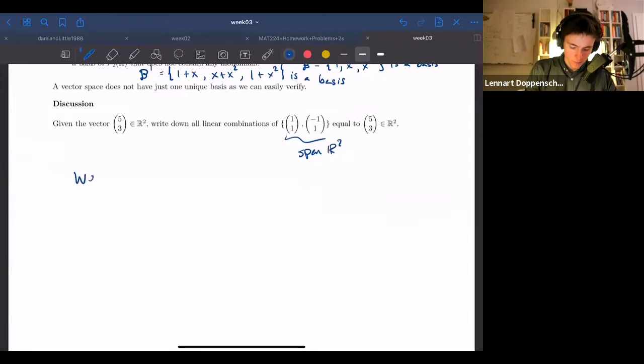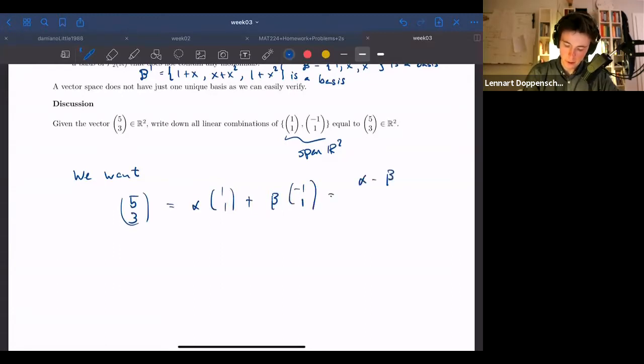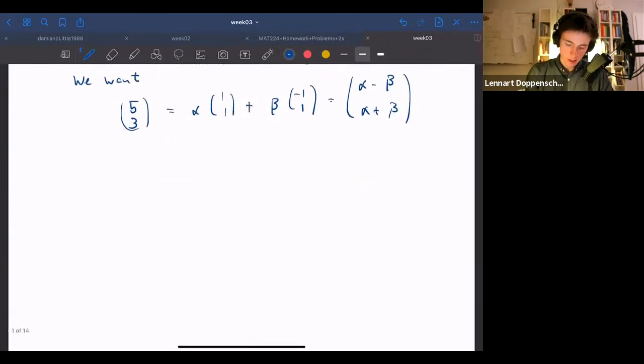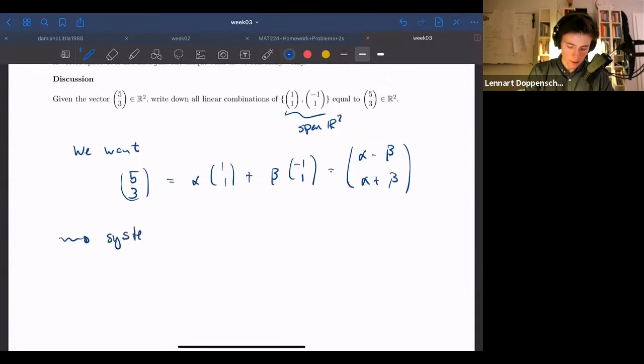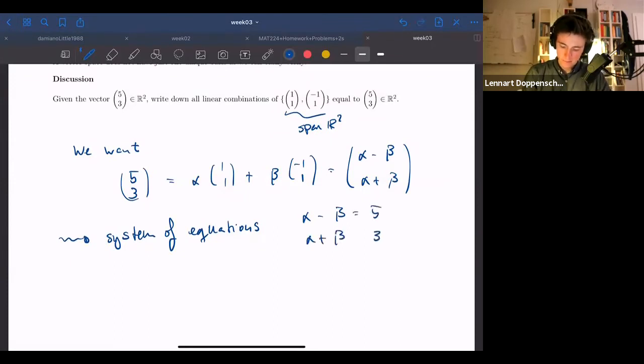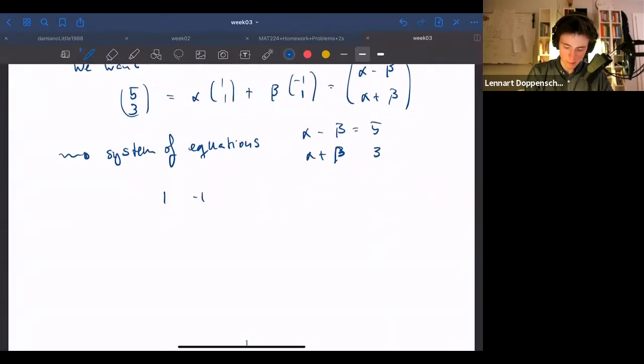So let me start from the beginning and explain that a little bit more. So we want to find that 5, 3 is equal to some multiple alpha of 1, 1 plus some multiple beta of minus 1, 1. And this is just alpha minus beta in the first component and alpha plus beta in the second component. Now this gives us a system of equations. Namely, we see that alpha minus beta and alpha plus beta have to be equal to 5 and 3. And the system can be written as the matrix 1, minus 1, 1, 1 times alpha, beta equals 5, 3.